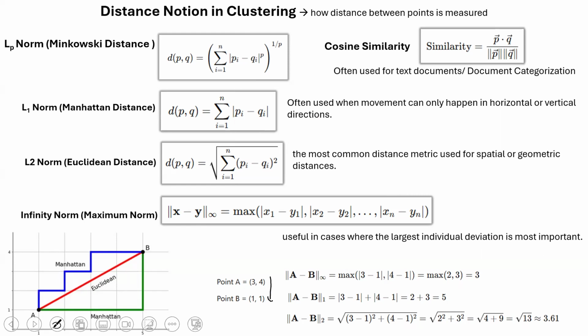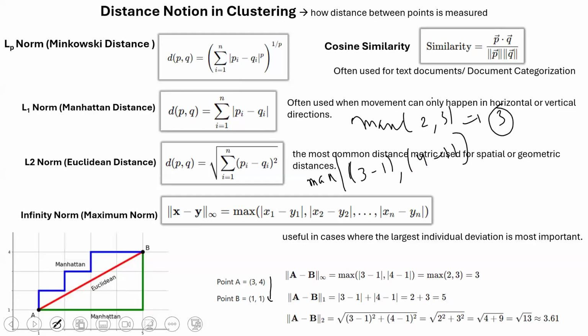So the infinite norm is nothing but the maximum of these things, maximum of 3 minus 1 comma 4 minus 1, which is maximum of 2 comma 3, which is 3. What is the maximum value of 2 and 3? The maximum value is 3. That's what we have got. One point is 3 and second point is 1. 3 minus 1, 4 minus 1, so that is coming down to 2 comma 3. So the maximum of these two is 3.